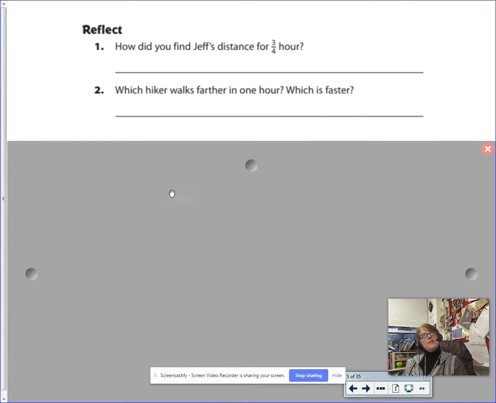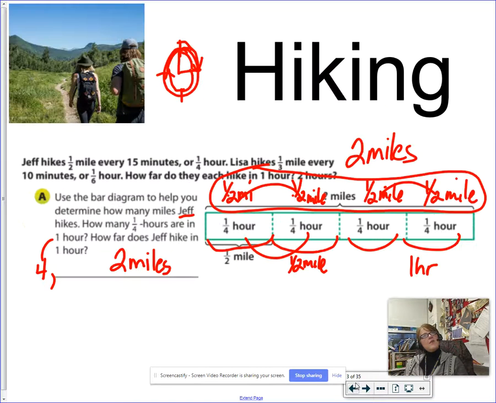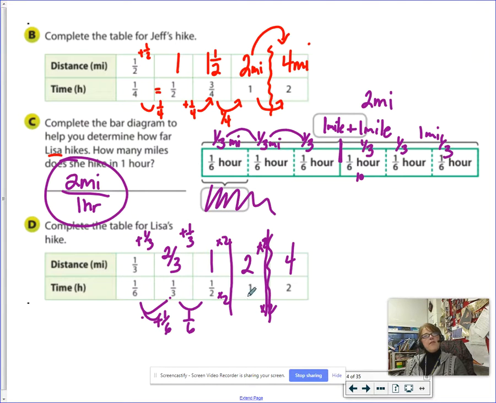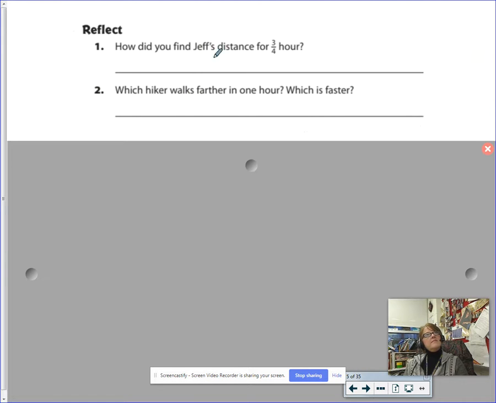How would you find Jeff's distance for 3/4 of an hour? Think about that for a bit. Did we have that in there for him? Sure. Here's 1/4 of an hour, 1/4 of an hour, 1/4 of an hour right here. So simply add up how far he went. Because if he's traveling a 1/2 a mile every 1/4 hour, that would be 3 of these. So he should have 3 halves, which would be 1.5.